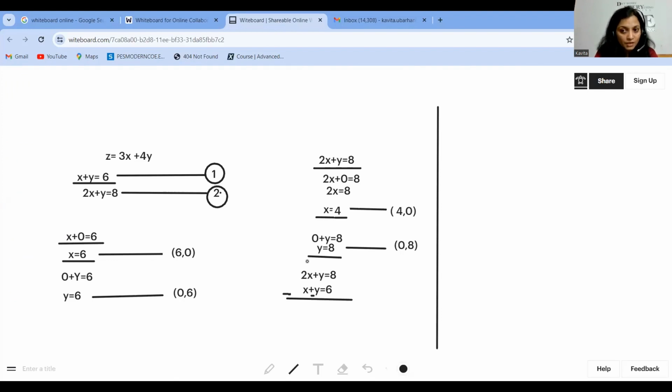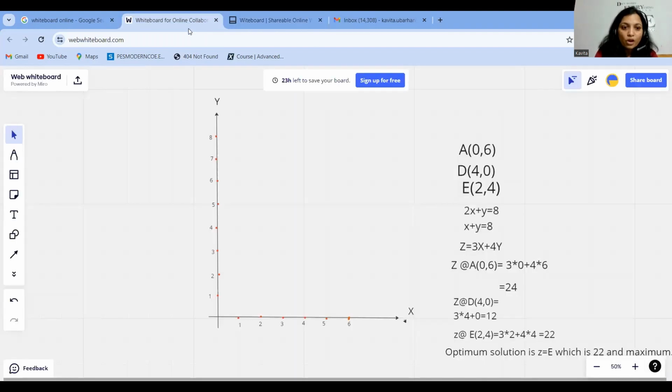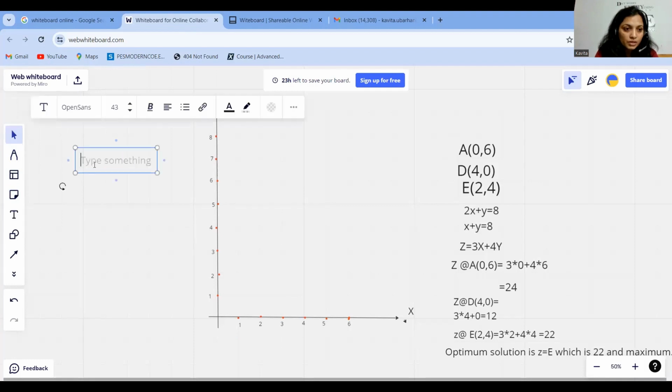For equation number 1, we have 6, 0, then 0, 6. Then for equation number 2, 4, 0 and 0, 8. That line we are going to plot on this graph. Okay, what is the line? What is the equation? Let me add the points here. For example, the point is point A. It is 6, 0.